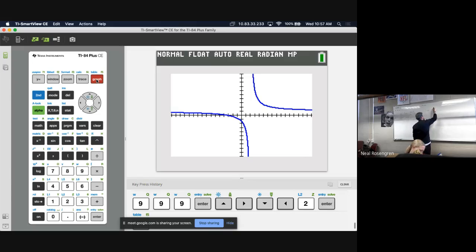Let's up the ante a little bit. Let's go quadratic on top. So x squared minus 9, and then on the bottom, let's go with x squared plus 3x. Quadratic over quadratic, both polynomials. I'm good. So g of x is definitely rational.